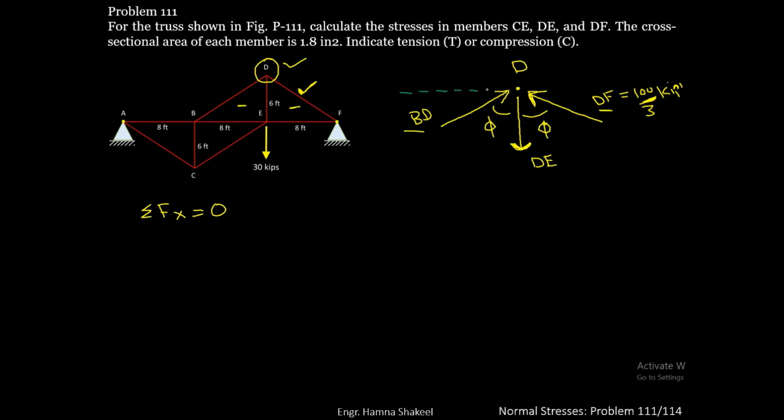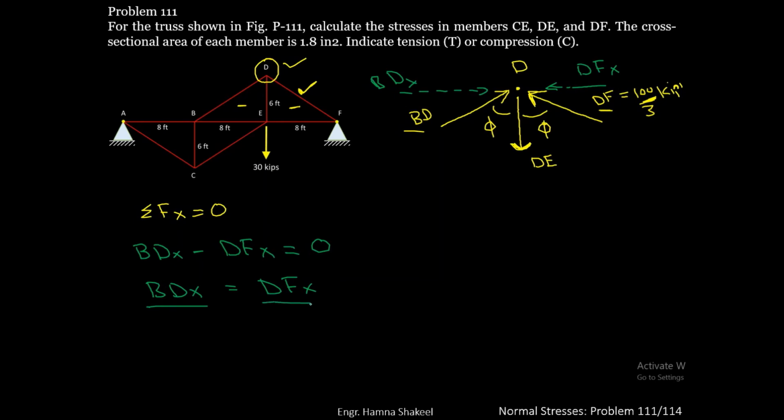So this will be the x component of BD, and here you'll have x component of DF. So if you write the equation, that will be BDx minus DFx equal to 0. It means that BDx will be equal to DFx. So the x component of BD and the x component of DF are same. It means that the force BD will be equal to the force DF. And we have already found the force in DF, that is 100 by 3 kips. So that will be the force in BD.